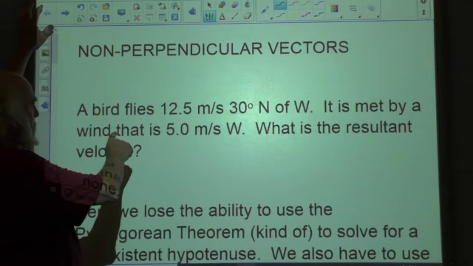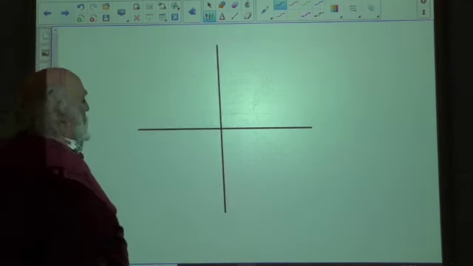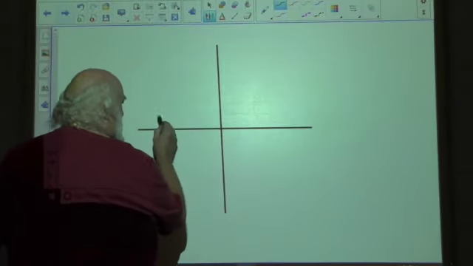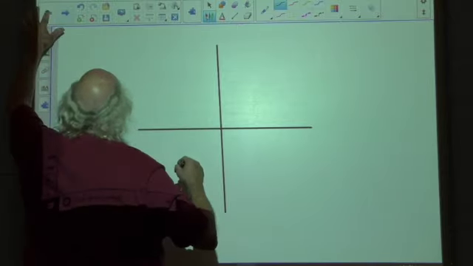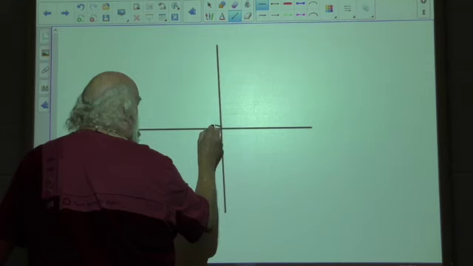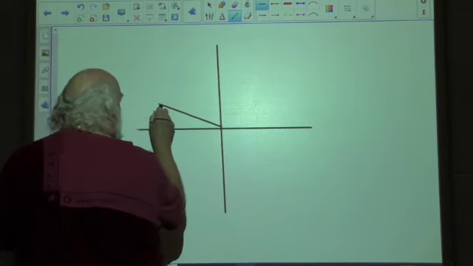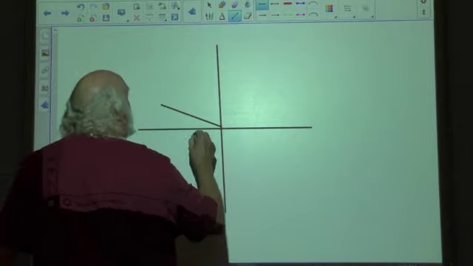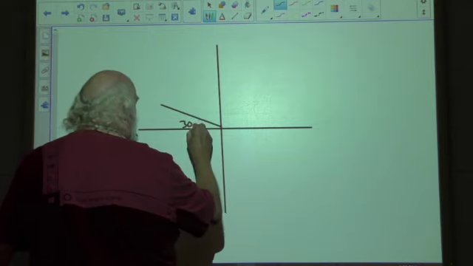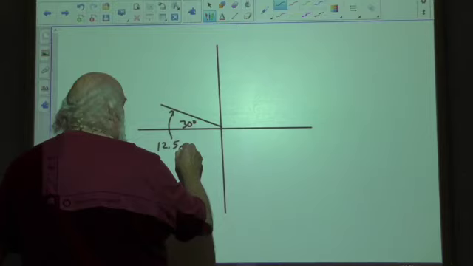Alright, so we're told that we have 12.5 meters per second, 30 degrees north of west. So if this is west, north of west is going to be over here, and it's 12.5 meters per second, so it's going to be the longer of the two vectors. We'll say it's going to look something like that. We'll go up this far right here, and this is going to be 30 degrees right here, and this vector right here then is 12.5 meters per second.